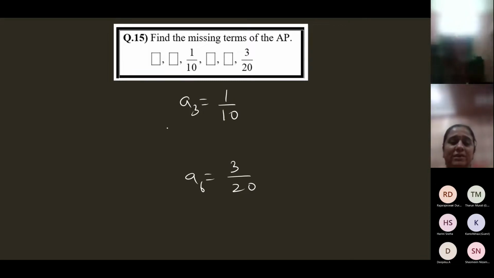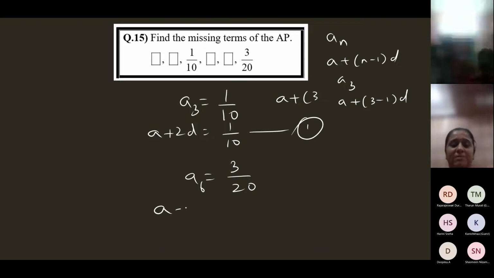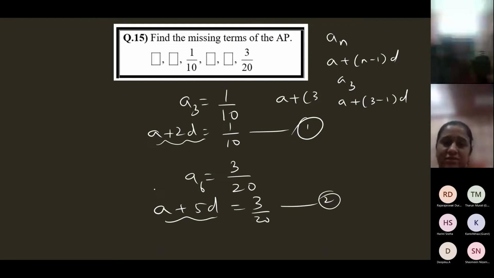A3 is equal to 1 by 10, meaning A plus 2D is equal to 1 by 10. Because what is A3? AN means A plus (N minus 1) into D. So A3 is A plus (3 minus 1) into D. That is A plus 2D. So A plus 2D is equal to 1 by 10. So this is one equation. And then A6 is A plus 5D is equal to 3 by 20. This is another equation. Solve these two equations. See, you have two equations in A and D. Solve and find the values of A and D.